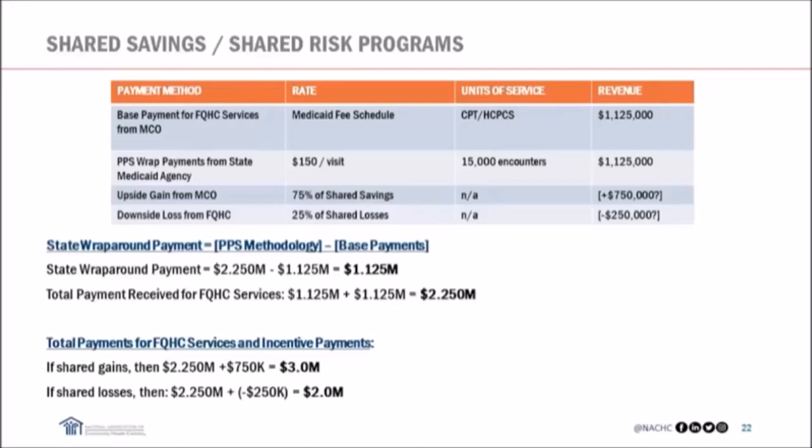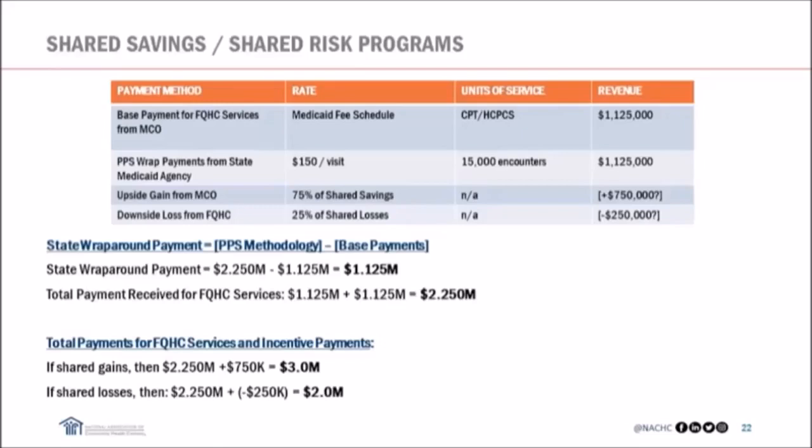So here, how much would the health center earn in total? The wraparound obligation is based on the total amount of money that the health center would have earned. So if you had 15,000 encounters, multiplied by $150 per visit, the health center could have earned $2.25 million. The health center earned $1.125 million from the MCOs, leaving a balance of $1.125 million from the state in wraparound payments. So the total received is $2.25 million based on 15,000 encounters at $150 per visit. Next, the health center could earn another $750,000 if it manages that risk well and earns the upside gain, bringing their total to $3 million for the FQHC payment for services and the incentive payment.